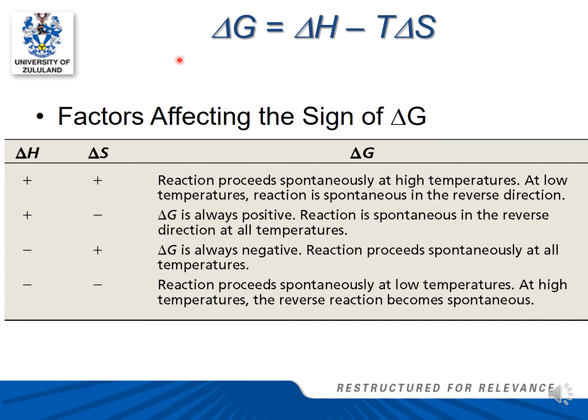What about the instance whereby the value of H is negative and the value of delta S is positive? Delta G is always negative in this case. It means that the reaction will proceed spontaneously at all temperatures. The last instance is whereby the value of H is negative as well as the value of delta S is negative. In that instance, the reaction will proceed spontaneously at low temperature. At high temperature, the reverse reaction becomes spontaneous.